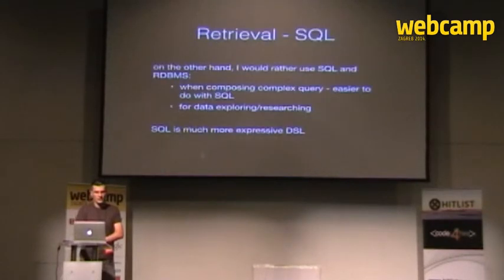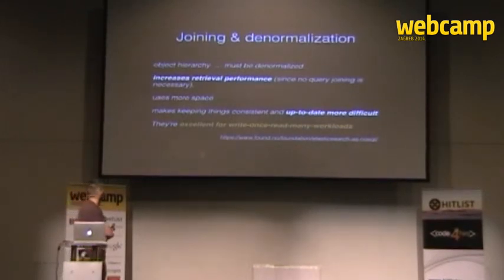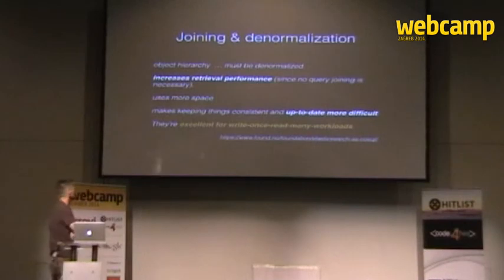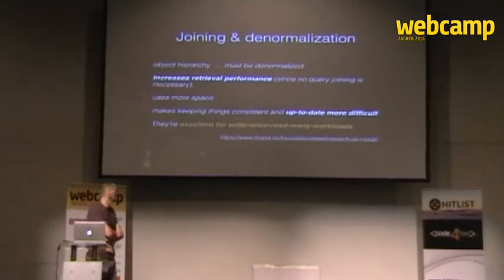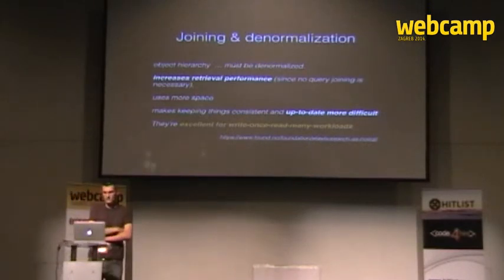I would say that in general, SQL is a much more expressive domain DSL than the Elasticsearch query DSL. When you do things in Elasticsearch, you need to join these subdocuments, sub-objects somehow, and you need to do denormalization. In general, it increases retrieval performance, which is very nice. But it uses much more space, and also makes it hard to keep things up to date. This is also the main part of the job when you deal with such systems. But on the other hand, they are excellent for write once and read many workloads. So if you have a system that needs to deal much more with reading than with writing, then this is a possibly good solution.